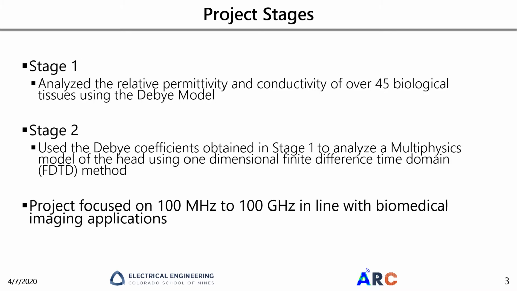There were two stages of the project. First stage consisted of analyzing the relative permittivity and conductivity of over 45 biological tissues using the Debye model. Stage 2 involved using these Debye coefficients to analyze a multiphysics head model using one-dimensional finite difference time domain.